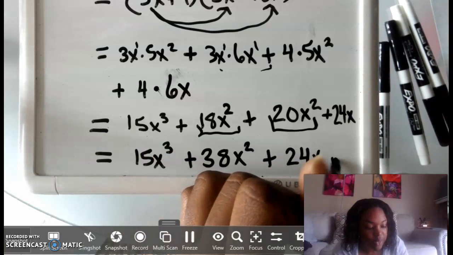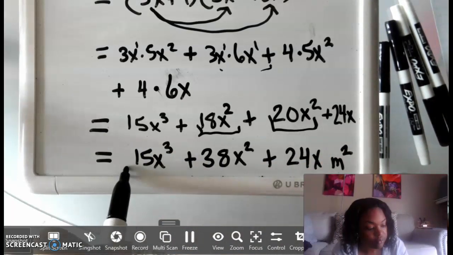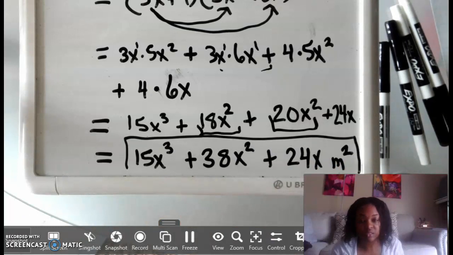Again, this is meters squared. That is our final answer.